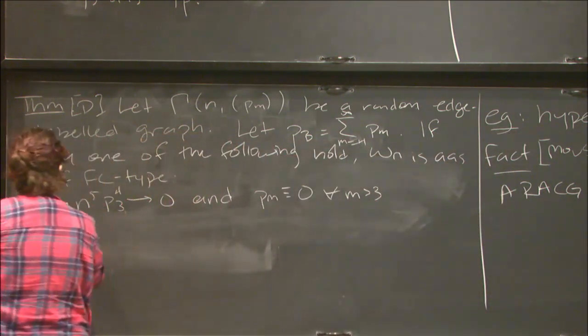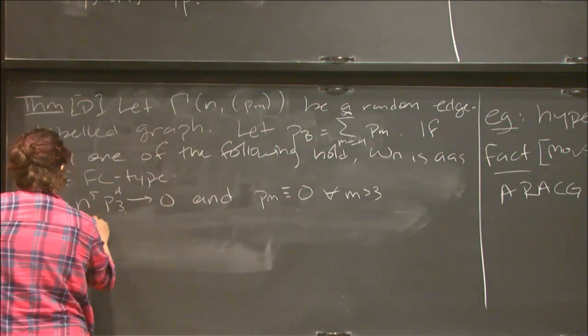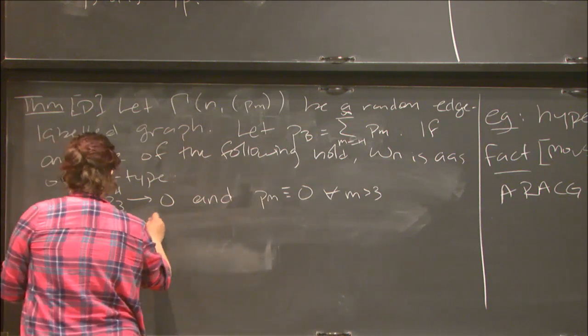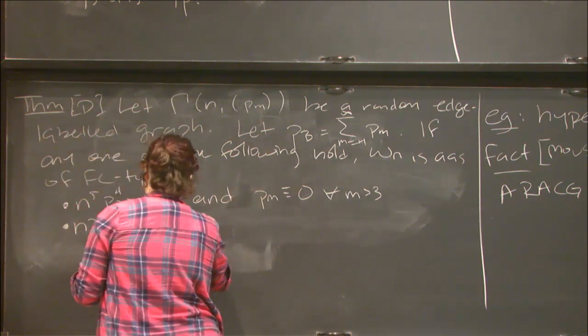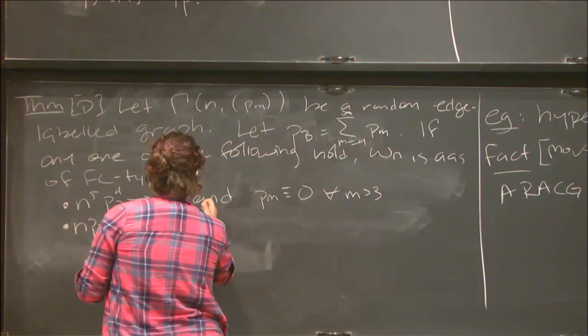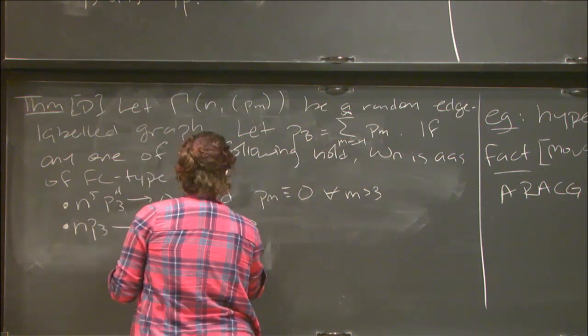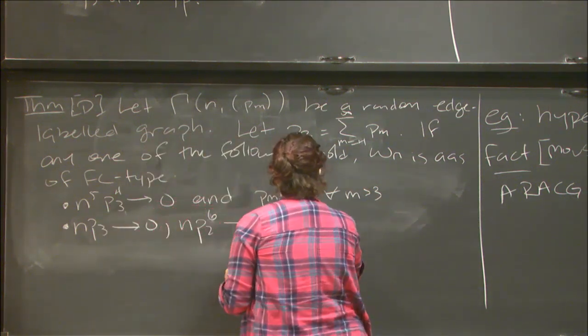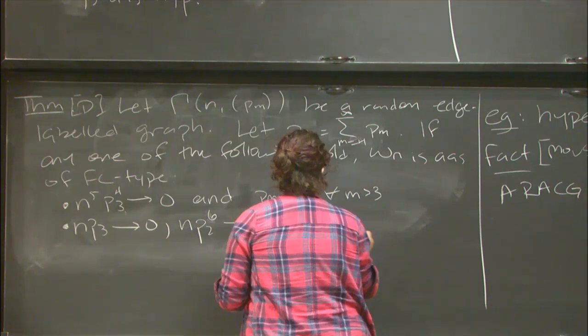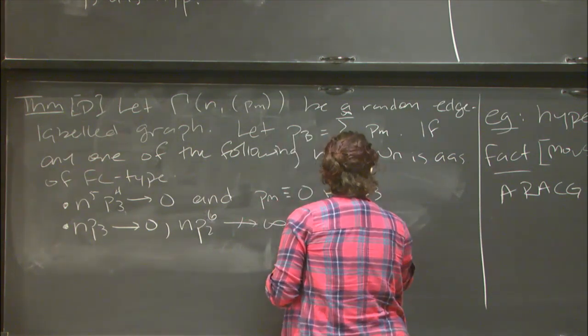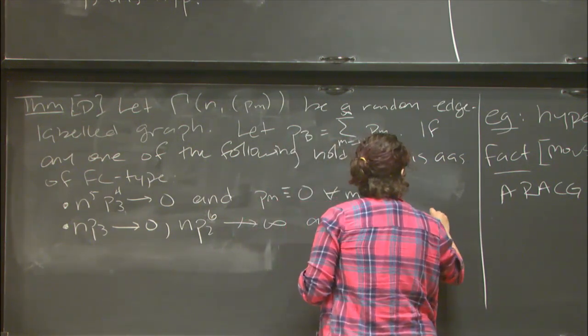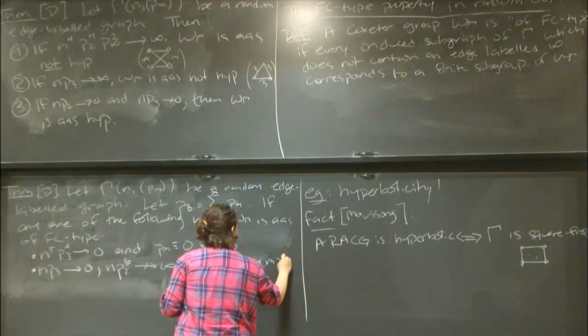You could also have n p_b^3 going to 0 and n p2 to the 6th just not going to infinity. And again, big labels can't happen. So p sub m is just 0 for all m greater than 3.